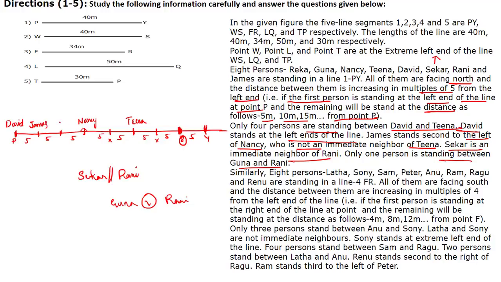Already James and Nancy are placed. So it is not possible to place Rani here. Again, if I put Rani here, the immediate neighbor has to be Shekhar, and Shekhar has to be either here or here. That's not possible again. So therefore, Rani cannot be placed either here or here.